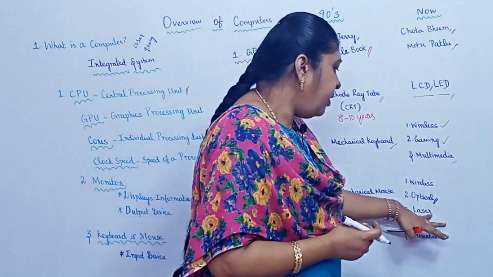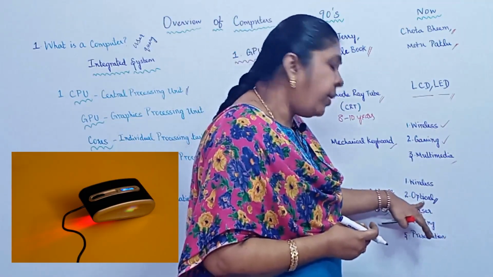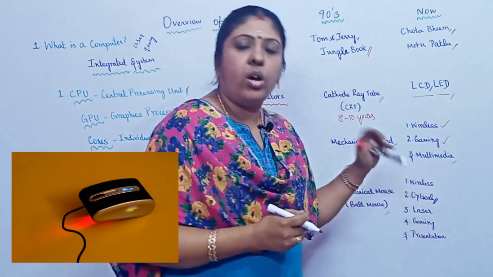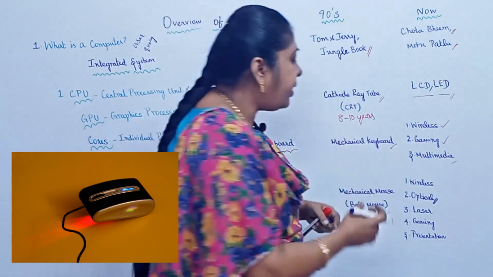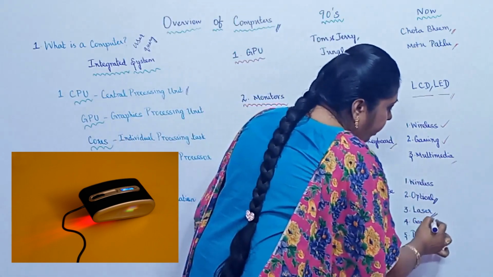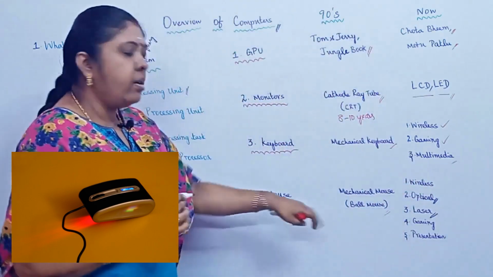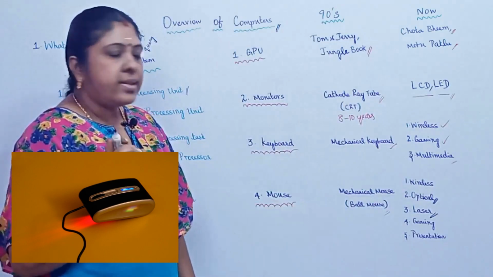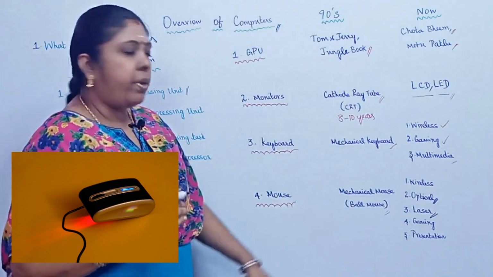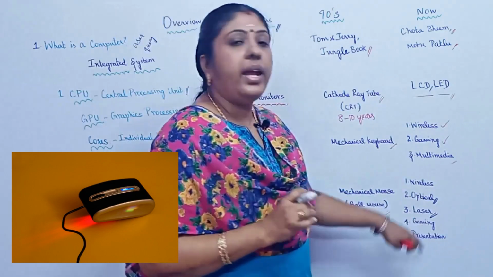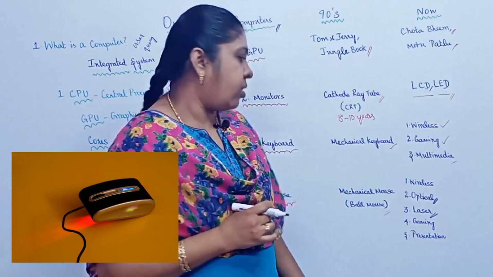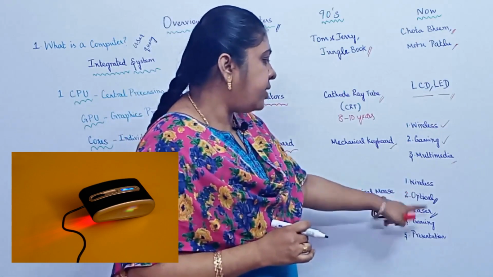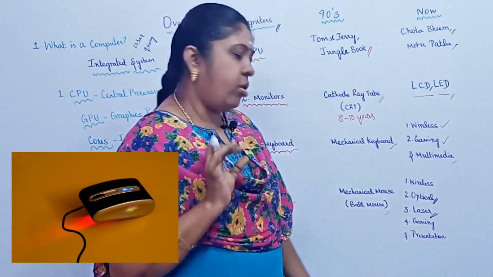And next comes the laser mouse. The optical mouse will not work on plain glass surfaces. This difficulty can be overcome with the help of the laser mouse. A laser beam is used in the laser mouse. It is able to work on glass and plastic surfaces also. That is the advantage over the optical mouse.